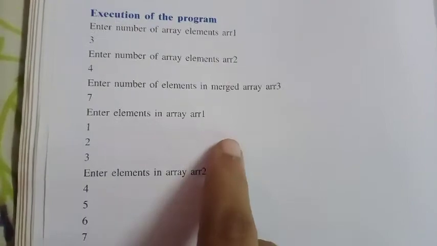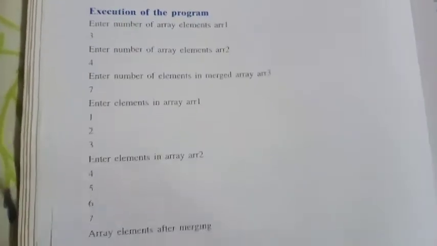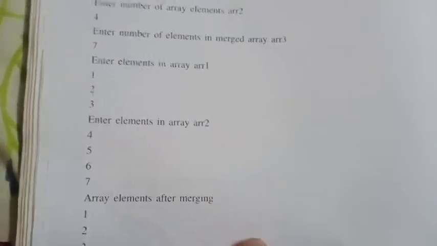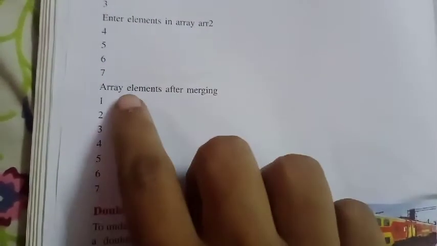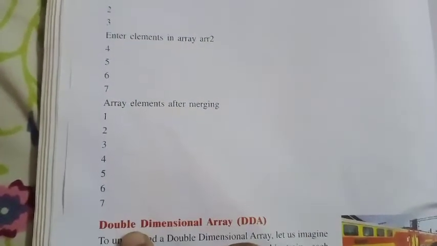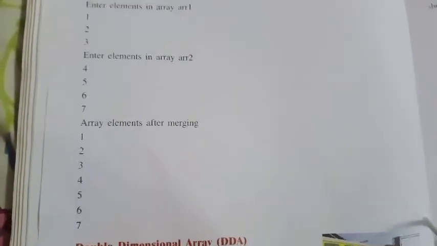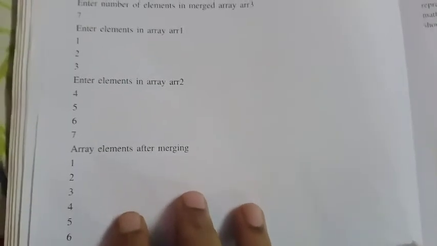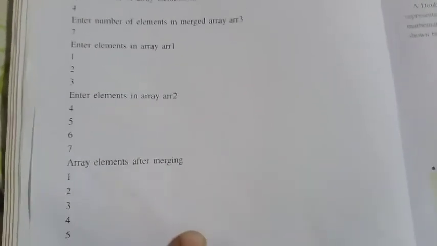Enter elements in array 1. They have given the numbers, and enter the elements in array 2, and these numbers are given, and after merging, see, it will be like this. And so up to this your single dimensional array topic is over, and I am planning to keep a test for you.